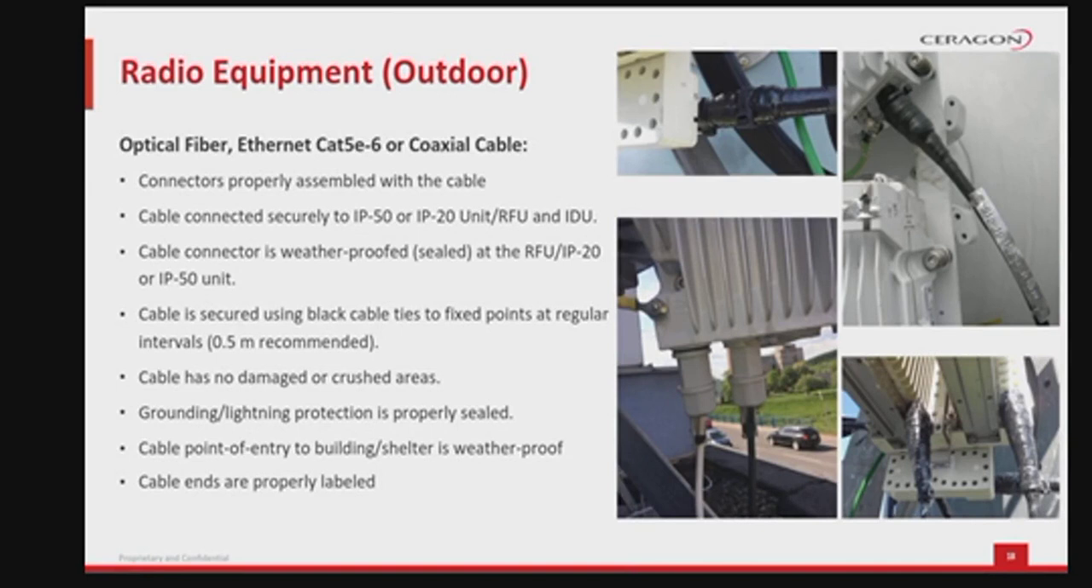Check the integrity of coaxial cables, Ethernet cables, optical cables, and power cables, which are secured using black ties with UV protection and fixed at regular intervals. Verify that all the cables are identified as per customer recommendations and that the weatherproofing at the cable point of entry to the shelter or building is correct.